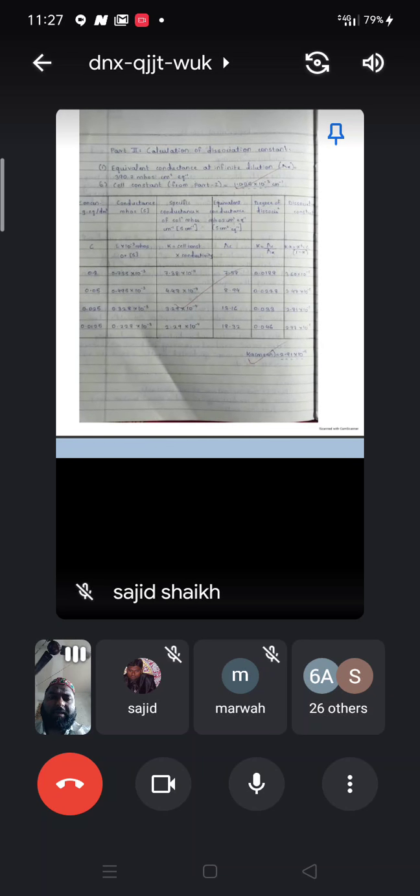Right now the screen may not be visible, but I sent the PDF to all of you on the group. You can go through this particular PDF and you can get what the things are there. I just remind those things. You will get the conductivity readings from the conductivity meter. You have to multiply that reading by 10 raised to minus 3. Then we have to calculate the specific conductance, equivalent conductance, degree of dissociation, and then the dissociation constant.